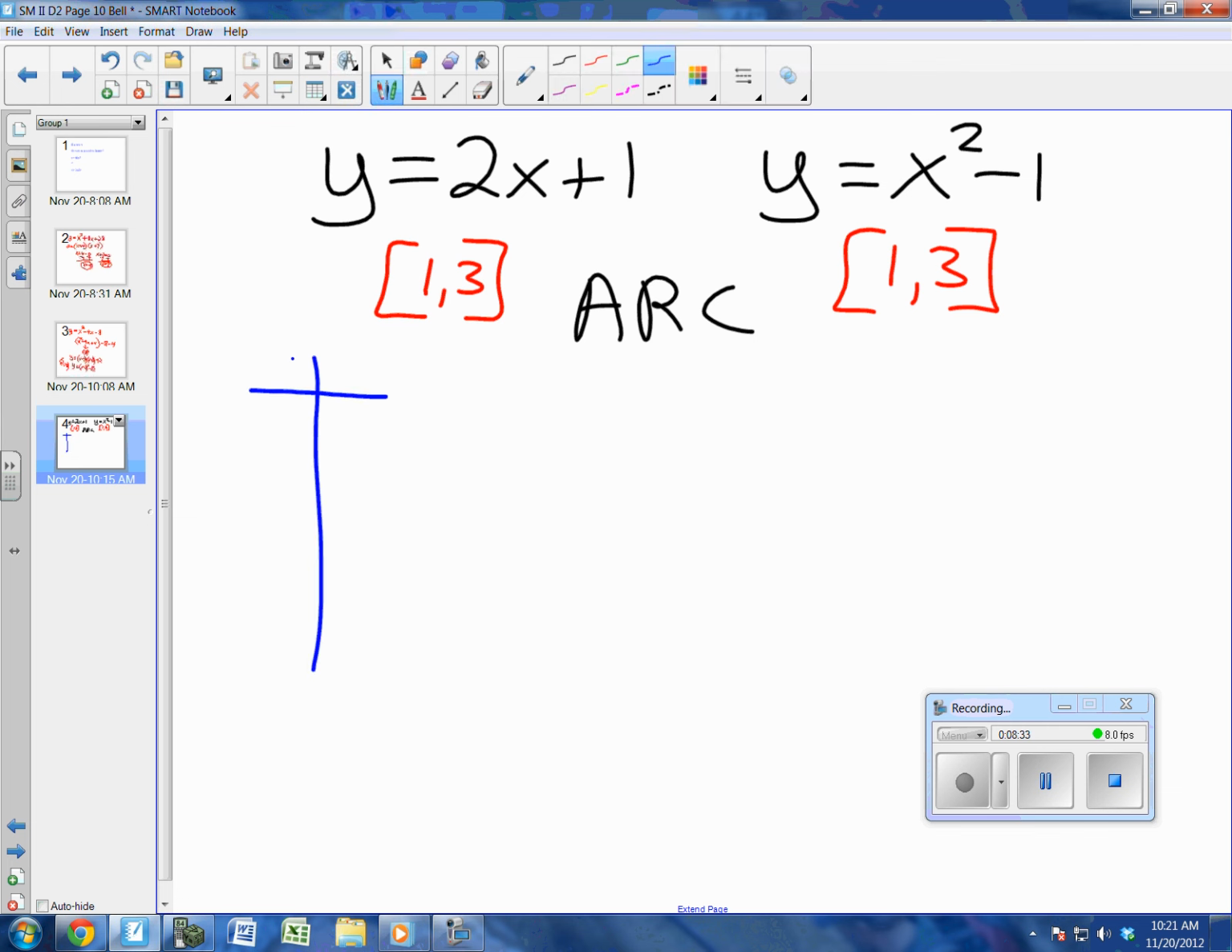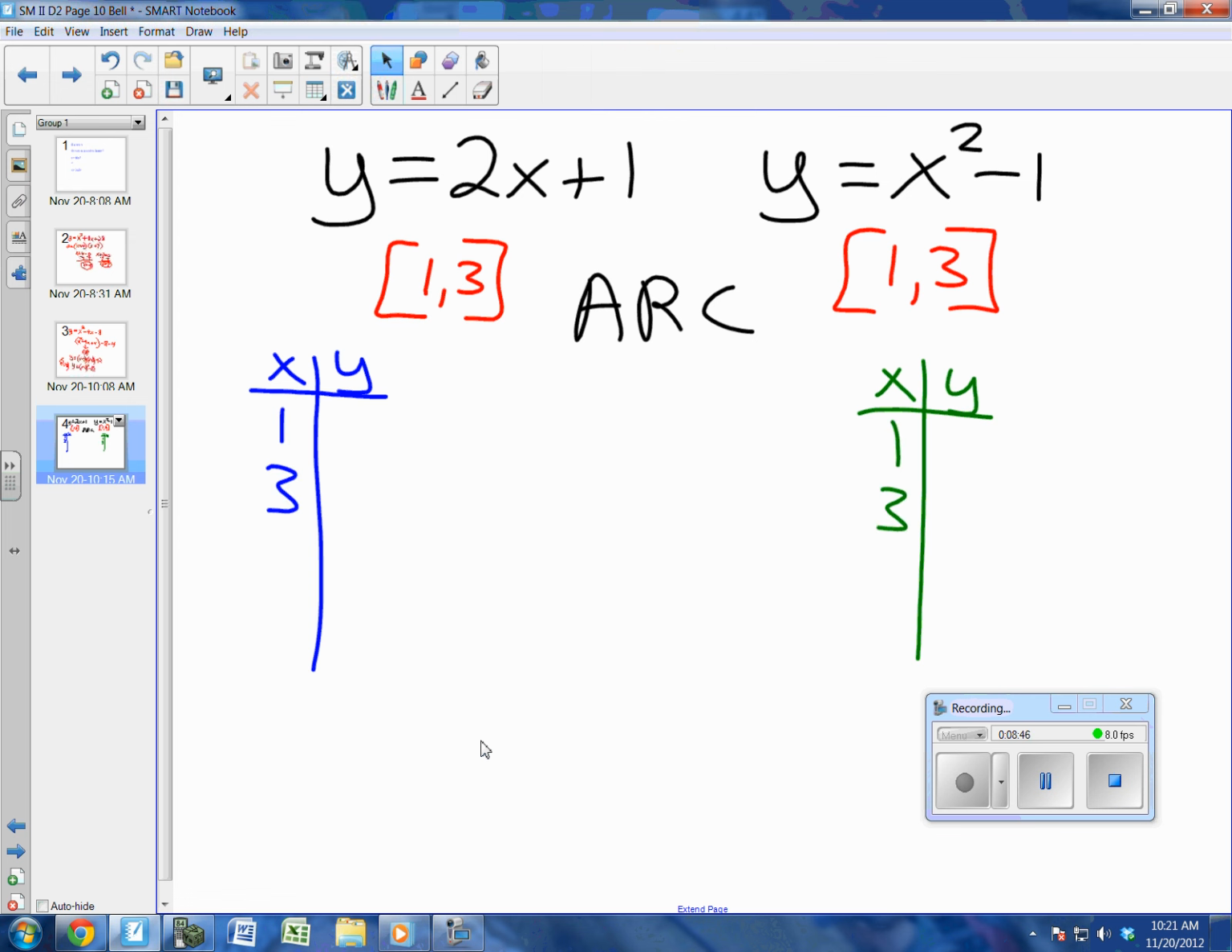Guys, first of all, I am going to set up 2 table values. On this one over here, I'm going to go 1 to 3. And this one, I'm going to go 1 to 3. Guys, listen. I've had several of you tell me you don't know how to do this one. So watch. I'm going to go from 1 to 3.